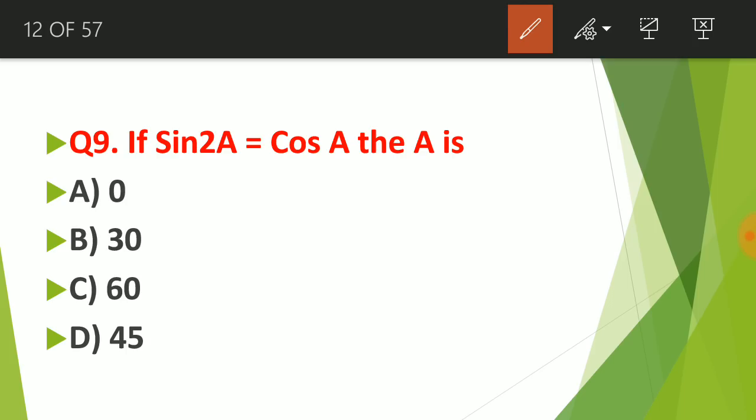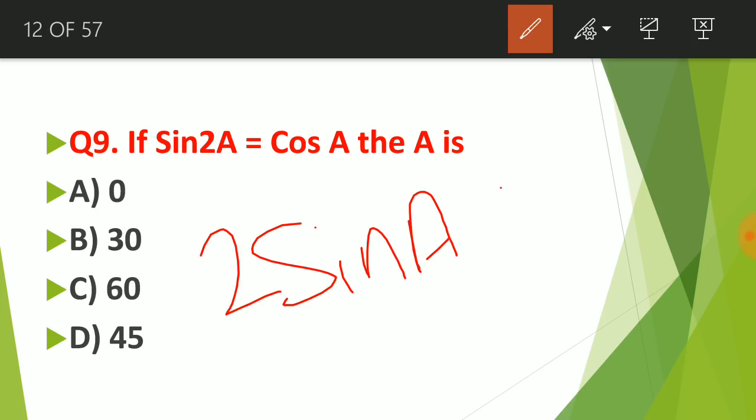If sine 2A is equal to cos A, then A is equal to what? Then we need to find the value of A. Sine 2A can be expressed as 2 sine A cos A, which is equal to cos A.